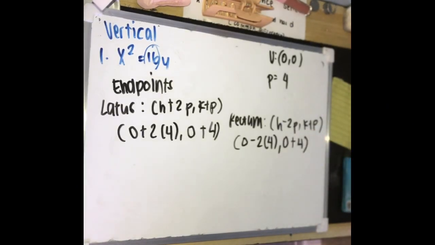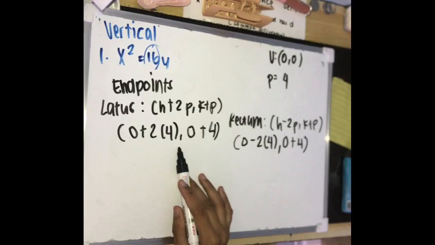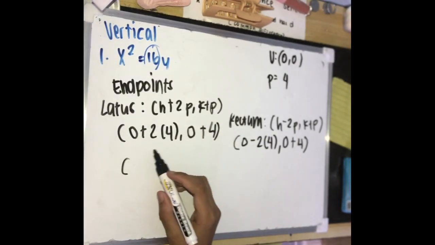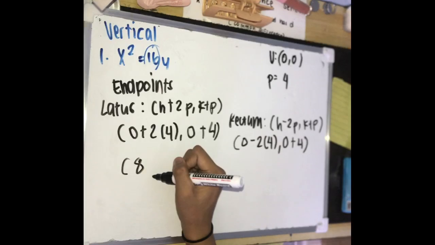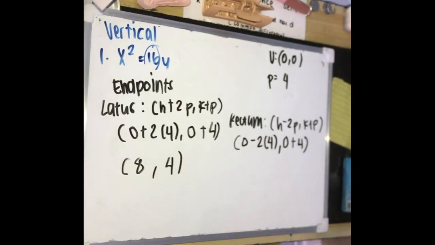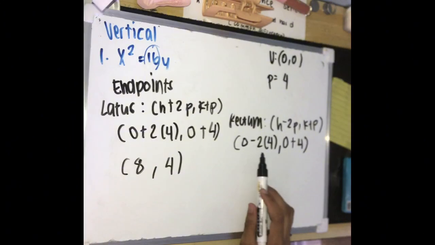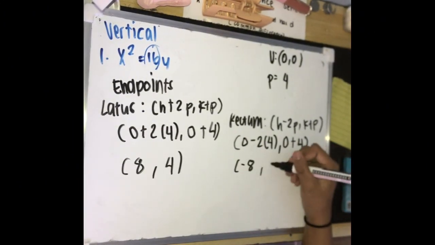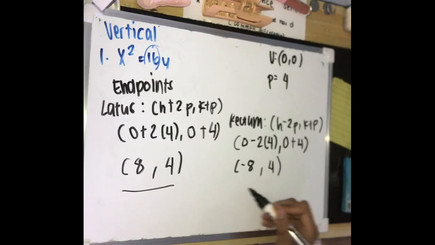So, ayan. We're going to solve this first kasi may comma siya. So, 0 plus 2 times 4 is 8. And 0 plus 4 is 4. And 0 minus 2 times 4 is negative 8. And 0 plus 4 is 4. So, ito po yung endpoints natin for latus rectum.